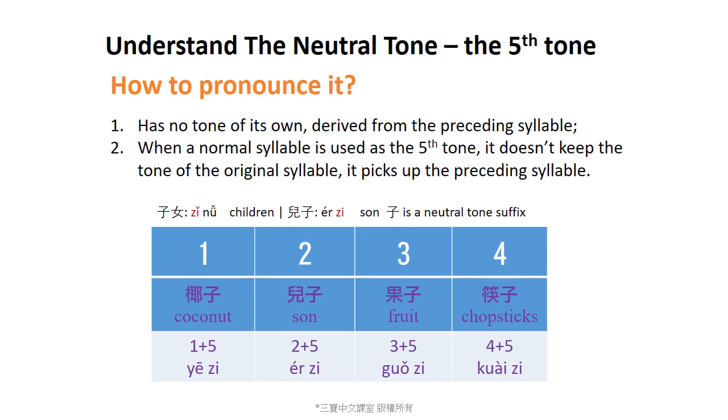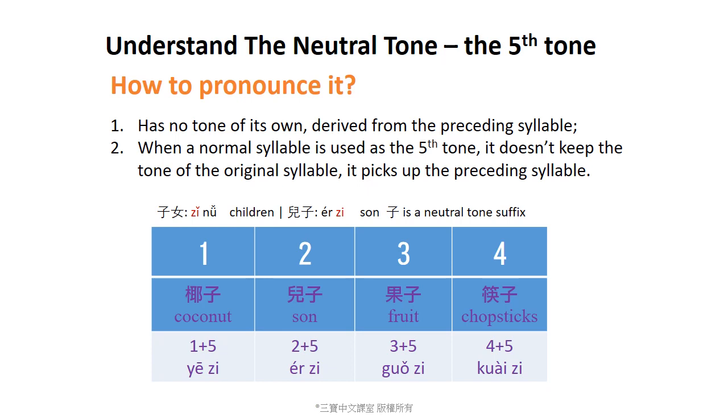Let's try these ones. The first one, 椰子, coconut, right? 椰 is first tone, so 椰子. The second one, 儿子. Here the neutral tone follows the second tone. The third one, 果子. So when it comes to the third tone, the pitch of the neutral tone actually goes high. The fourth one, 筷子, chopsticks. Here the fourth tone is followed by a neutral tone.